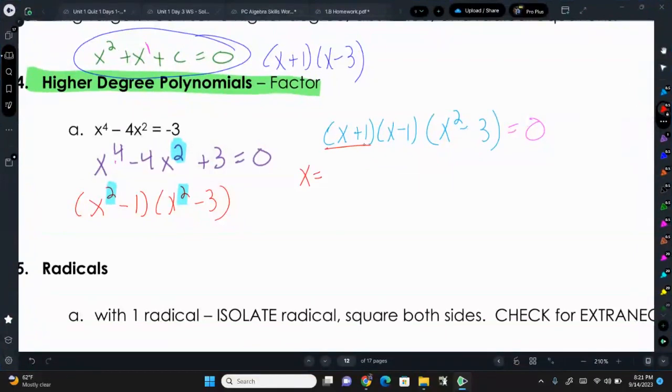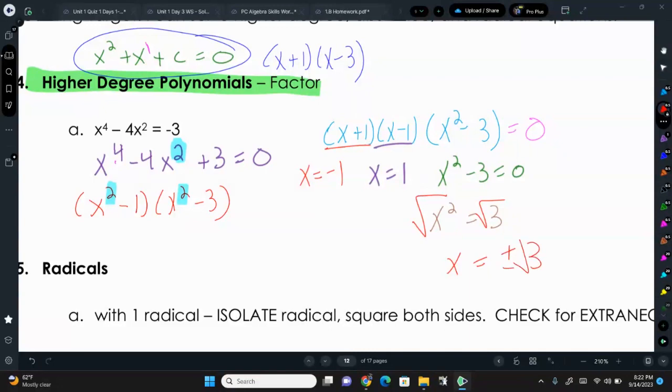Well, that's going to be x equals -1 because -1 plus 1 is 0. For this one, x equals +1. But for this, because it's x squared, we have to set this up as x squared minus 3 equals 0. And then when we add 3 to both sides, we get x squared equals +3. And then when we square root both sides, we have x equals plus or minus the square root of 3. So we have 4 solutions. We have x equals -1, x equals +1, and x equals plus or minus the square root of 3.